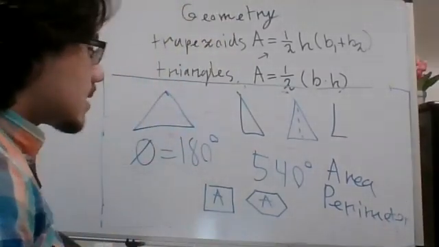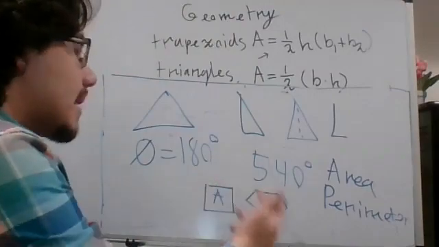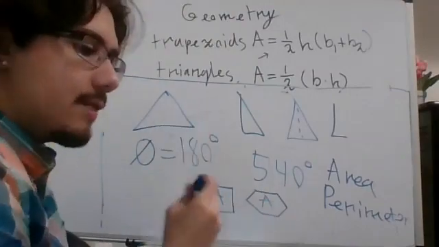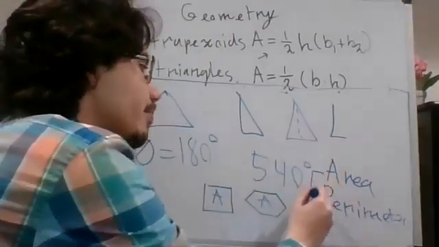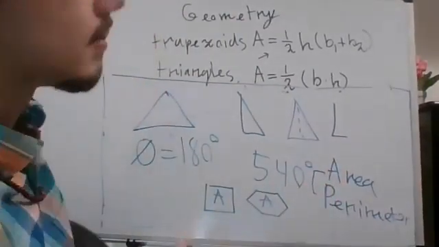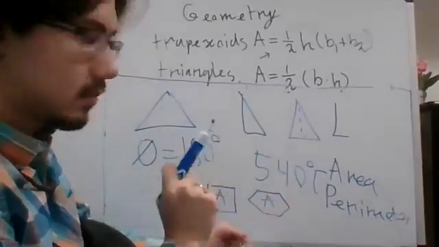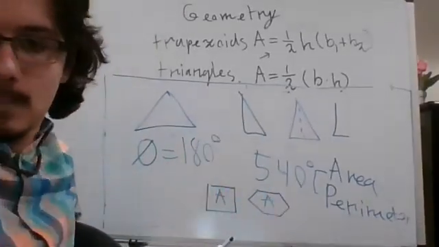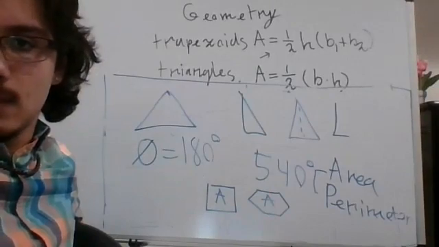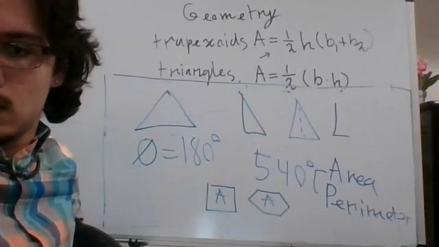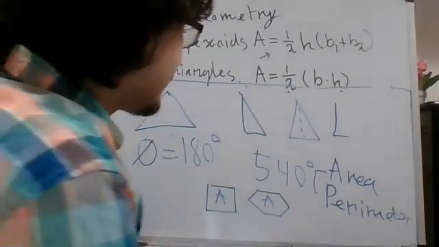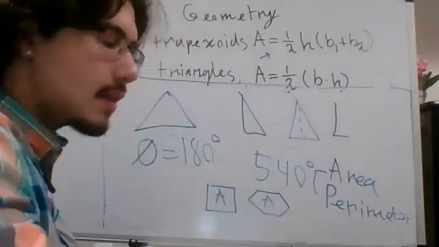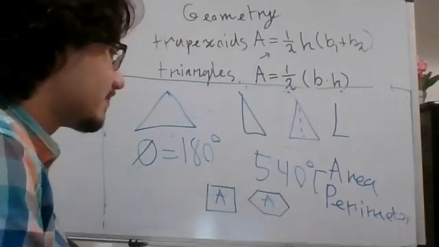So if two shapes have the same area, if they are different shapes, then that means they must have different perimeters. That's what it means to be different shapes.